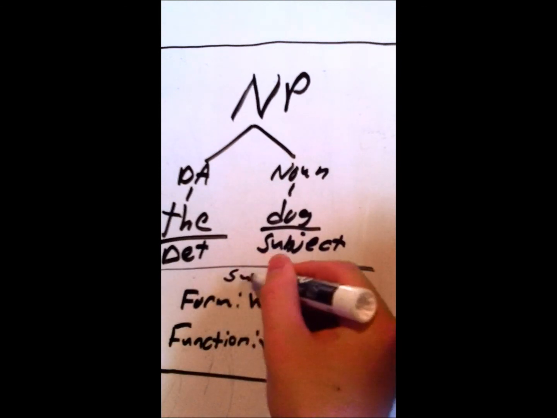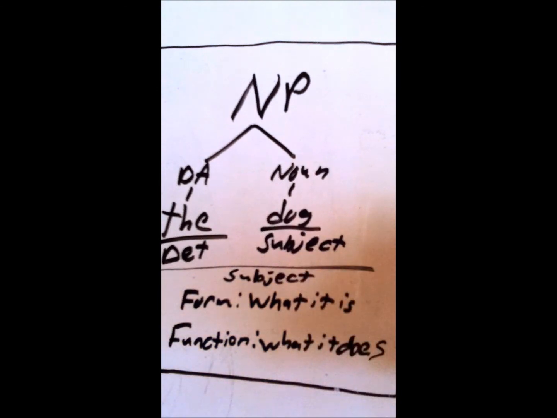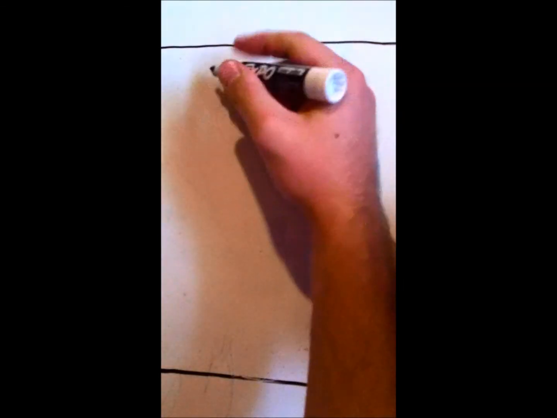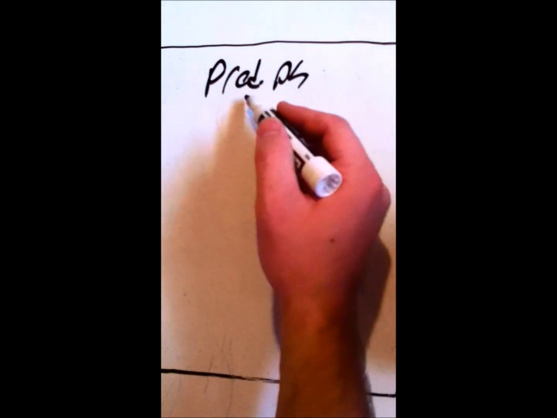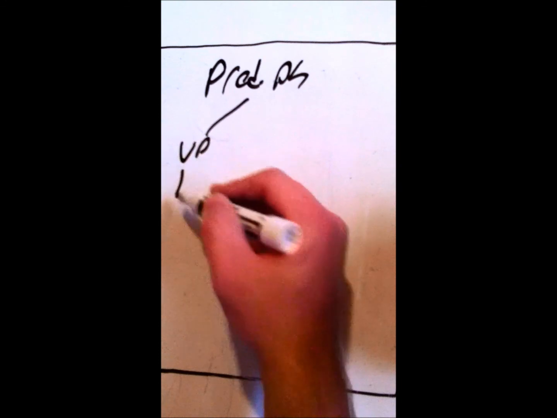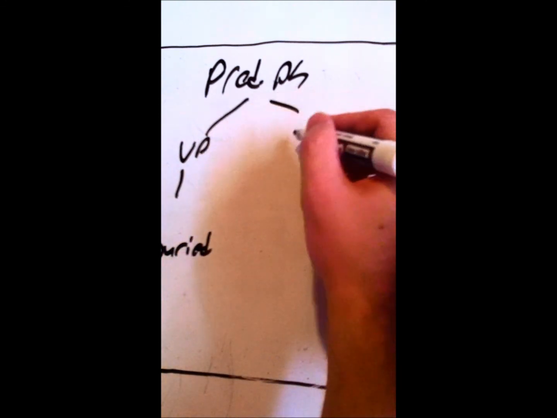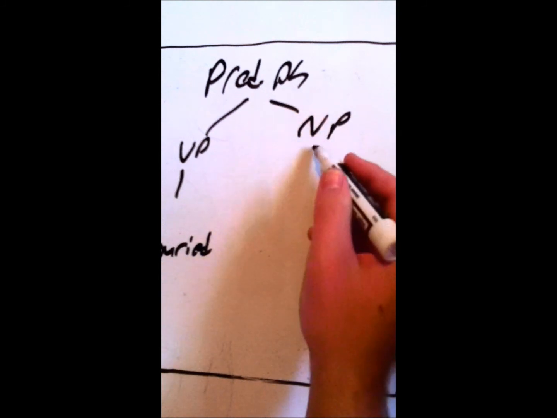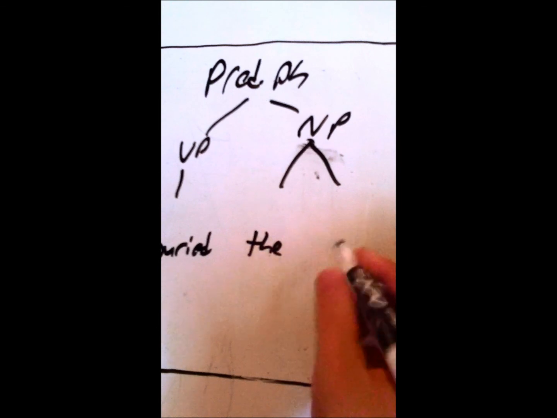Now we have to satisfy the node going up into the noun phrase, so we underline everything and write down the function of that noun phrase, which is the subject. Now let's look at the predicate phrase. Of the predicate phrase, we have the verb phrase being one word, buried, and another noun phrase being two words, the and bone.